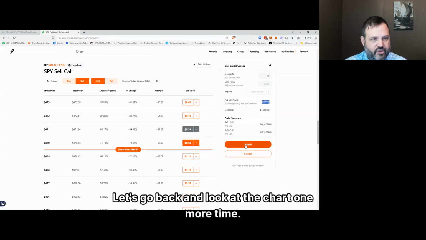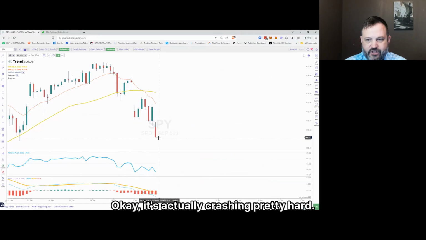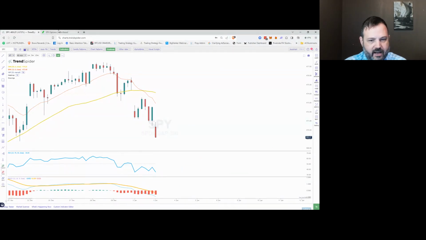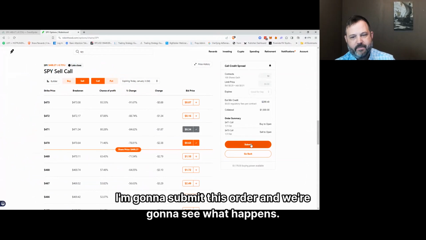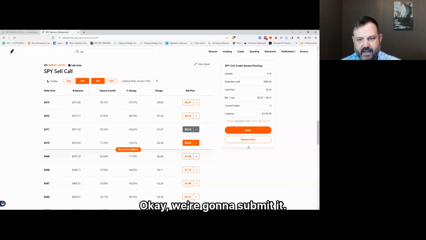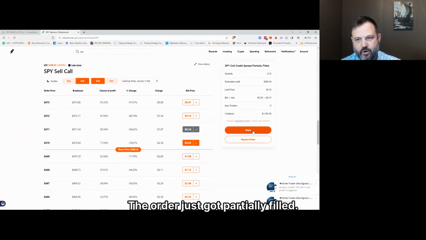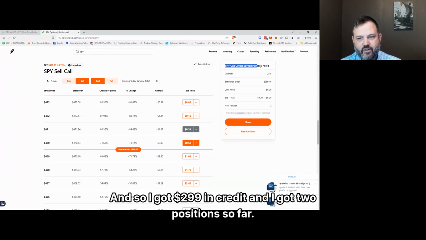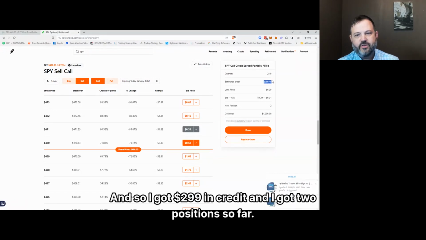Let's go back and look at the chart one more time. Okay, it's actually crashing pretty hard. I'm going to submit this order, and we're going to see what happens. Okay, we're going to submit it, and there we go. The order just got partially filled, and so I got $299 in credit, and I got 2 positions so far.